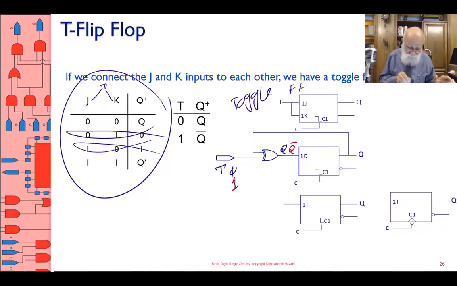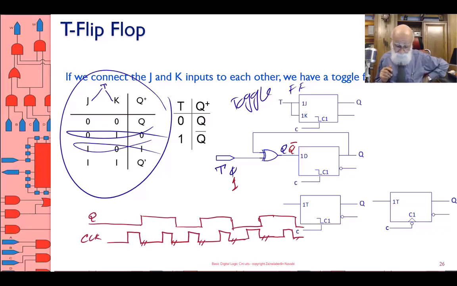So it goes like this, showing the timing diagram. Notice each time my clock becomes 0, after it becomes 1 and then becomes 0, if Q is a 0, it becomes 1. If it's a 1, it becomes 0. That happens every time the clock sees a 0 after it being 1.